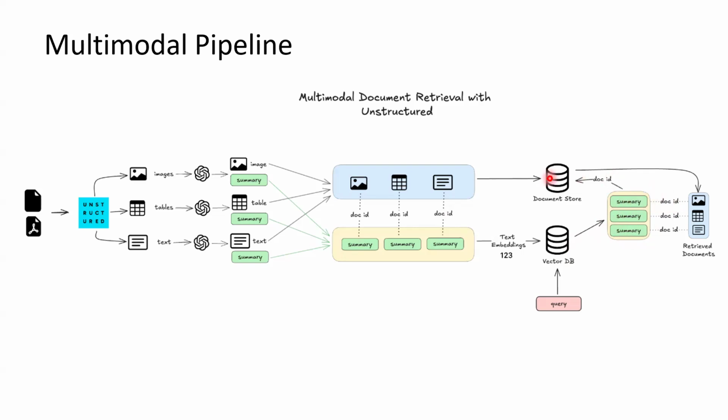Then I will make a search in my document store to pull the corresponding image. So it will pull that image. If there is a table, it will pull that table. If there is some text, it will pull that particular text. So now I have retrieved all these documents, and whatever question I ask will have all this information. Now it's up to me.